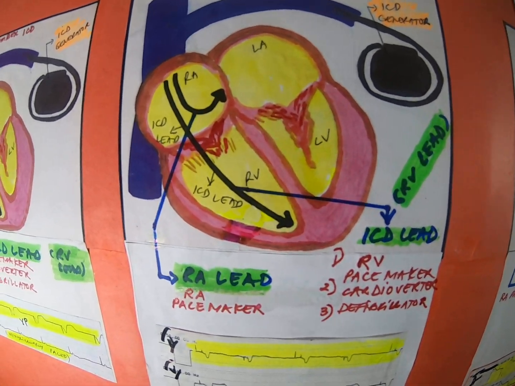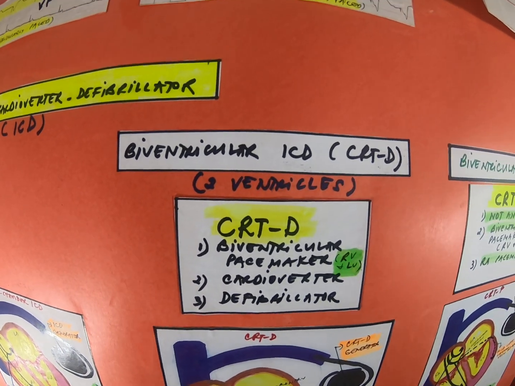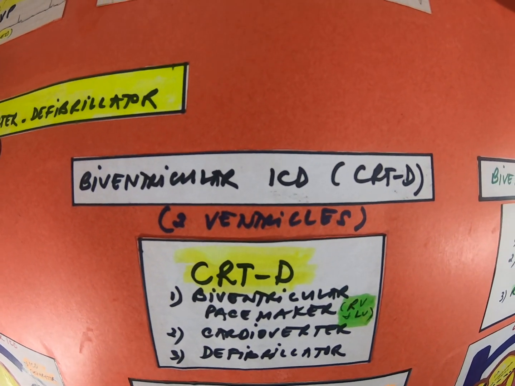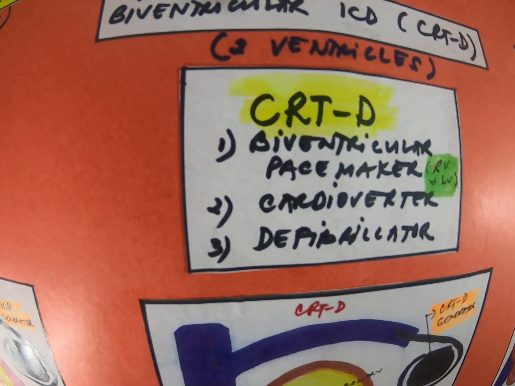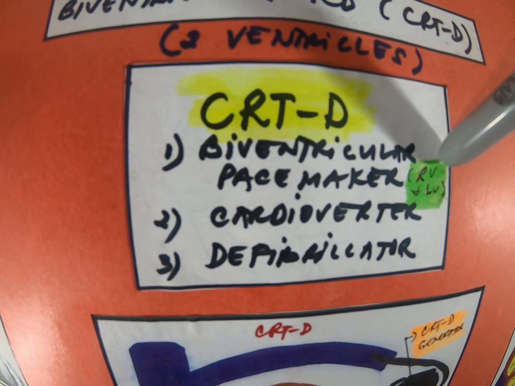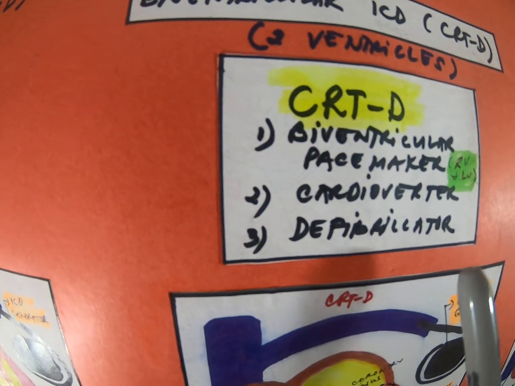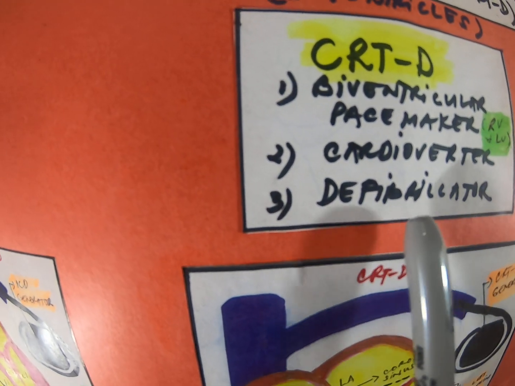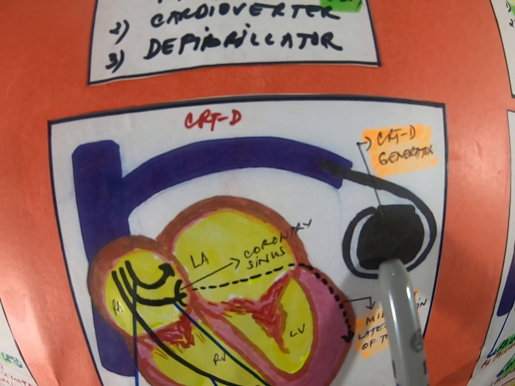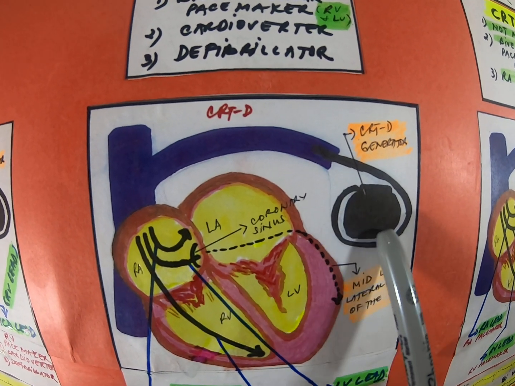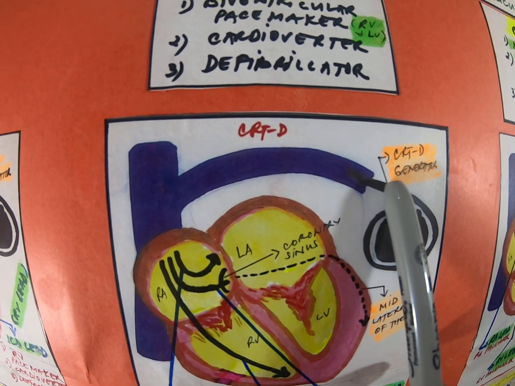Okay, so about CRT-D, this CRT-D is a biventricular ICD utilizing two ventricles. In CRT-D, we have a biventricular pacemaker, the right ventricle and the left ventricle. We have cardioversion here, and we have also defibrillation. Okay, so this is my drawing here. So we have here a CRT-D generator, with three leads coming off from the generator, carrying all the impulses.